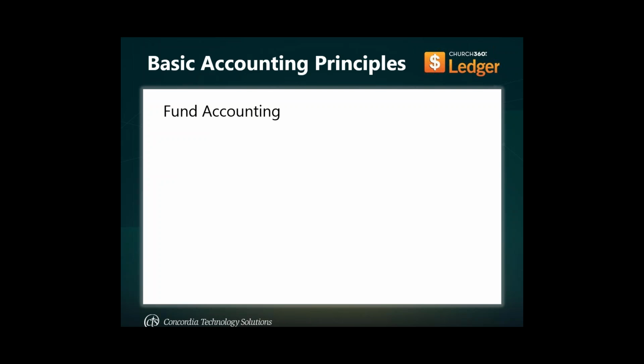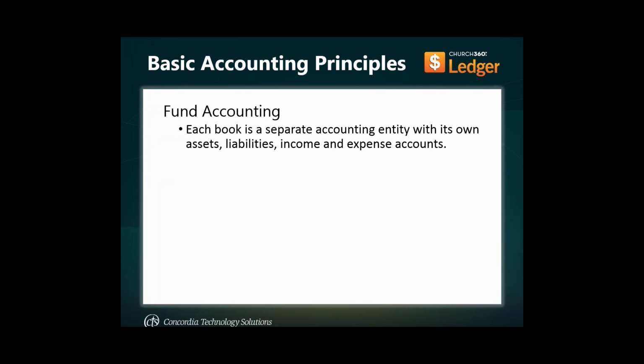With the basic accounting principles, Church360 Ledger does use fund accounting. With fund accounting, each book is a separate accounting entity with its own assets, liabilities, income, and expense accounts. Some examples of different funds, or different books: your church would be considered a set of books. If you had a daycare, that would be considered a set of books. If you had a thrift shop, that would be a separate set of books. Some churches have a cemetery, and that would be a separate set of books. So each entity is considered to be its own set of books.